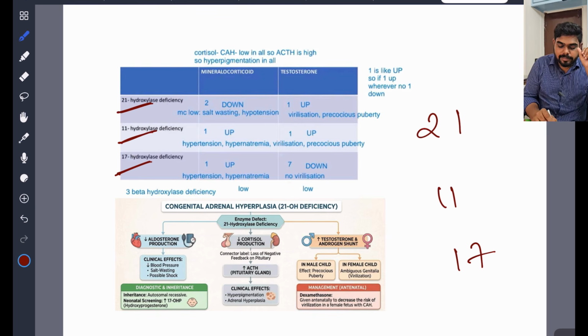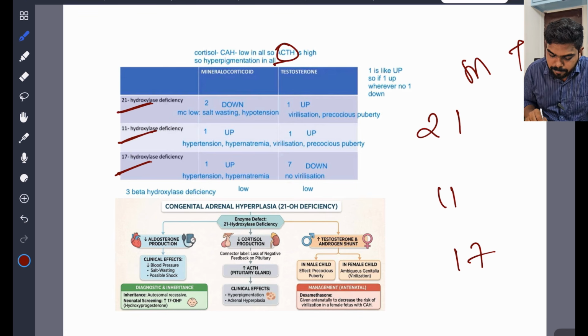You write the enzymes like this: 21, 11, 17. You write mineralocorticoid, testosterone, and cortisol. These are two important things. Cortisol is low in all CAH, so ACTH is high, and it causes some hyperpigmentation. That I'll discuss here. This summary chart helped me a lot.